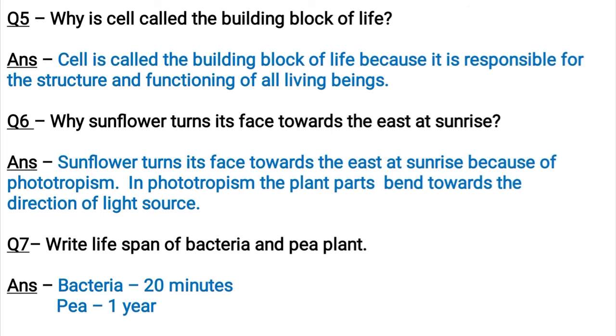Answer is, sunflower turns its face towards the east at sunrise because of phototropism. In phototropism, the plant parts bend towards the direction of light source. Last is, write lifespan of bacteria and pea plant. So bacteria is 20 minutes and lifespan of pea is 1 year.